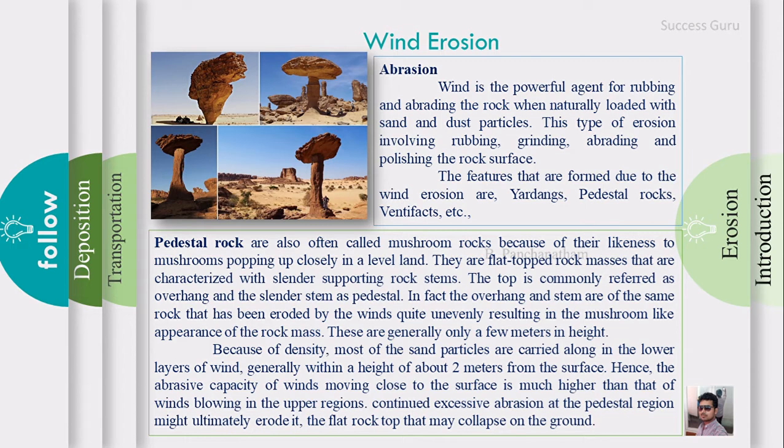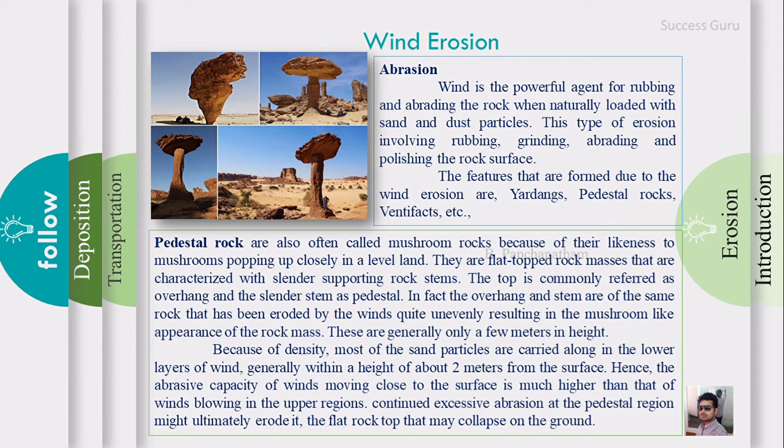They are flat topped rock masses characterized by a slender supporting rock stem. The top is commonly referred to as the overhang and the slender stem as the pedestal. In fact, the overhang and the stem are of the same rock, which has been eroded by the wind quite unevenly, resulting in a mushroom-like appearance of the rock mass. These are generally only a few meters in height.